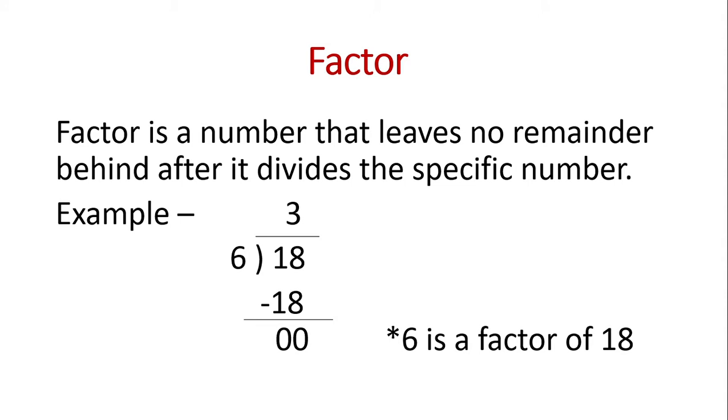A factor is a number that leaves no remainder behind after it divides a specific number. For example, when we divide 18 by 6, we get no remainder. So 6 and 3 are factors of 18. When we multiply these two, we get 18, and it has no remainder behind.